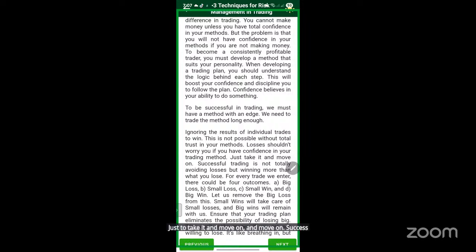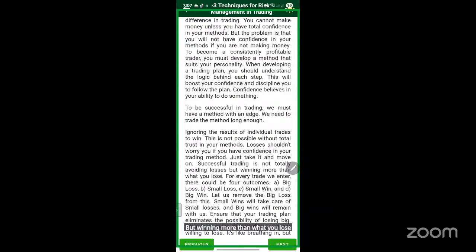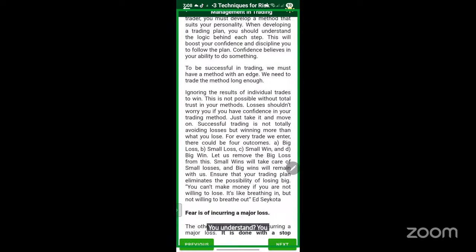Successful trading is not totally avoiding losses, but winning more than what you lose. For every trade we enter, there could be outcomes: big loss, small win, and big win. Let us remove the big loss from this. Small wins will take care of your small losses, and big wins will remain with us. Ensure that your trading plan eliminates the possibility of losing big. You understand? You can't make money if you are not willing to lose. It's like breathing in, but not willing to breathe out.